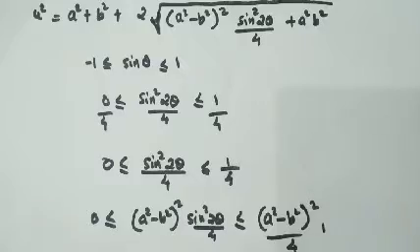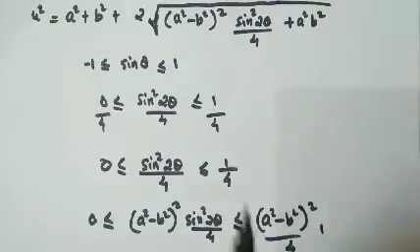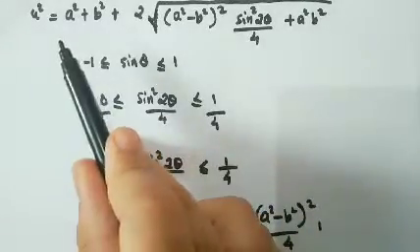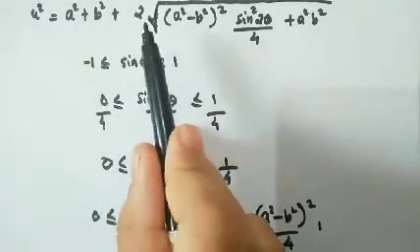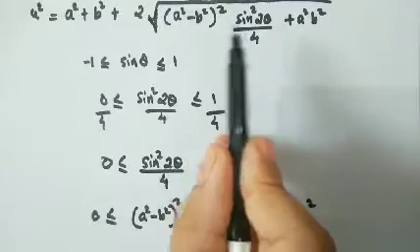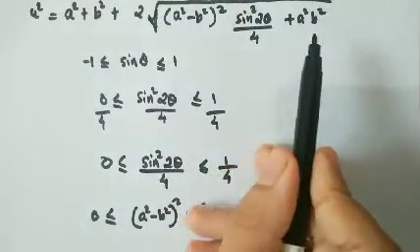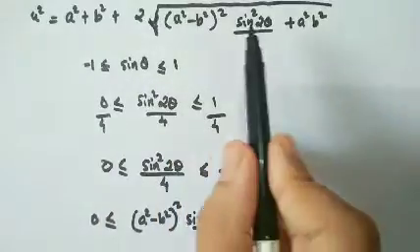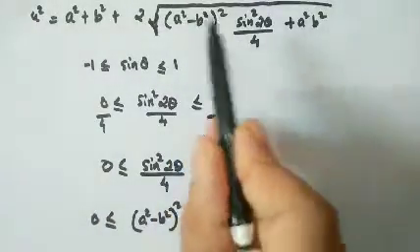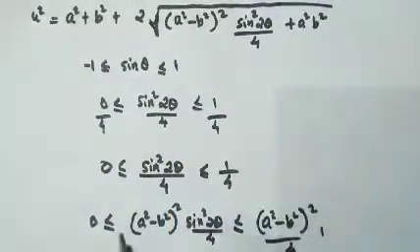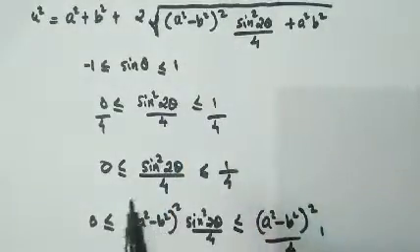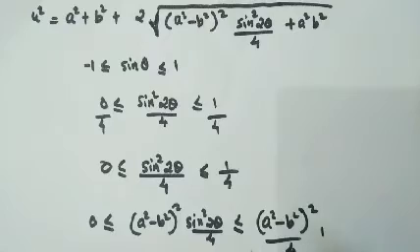So now we know, in order to find the minimum value of u square, I have to give u square is what? a square plus b square plus 2 root (a square minus b square) all square into sine square 2 theta by 4 plus a square b square. So in order to find the minimum value of u square, I have to give minimum value of this thing. Minimum value of this thing is 0. I said that minimum value of this thing can be from 0 and maximum value is (a square minus b square) all square divided by 4.